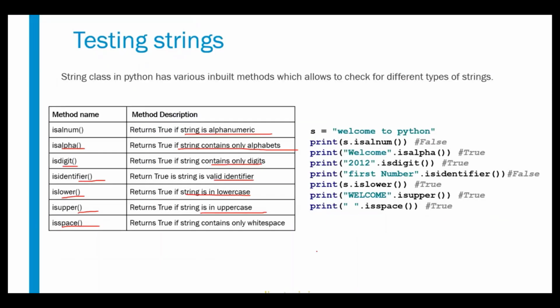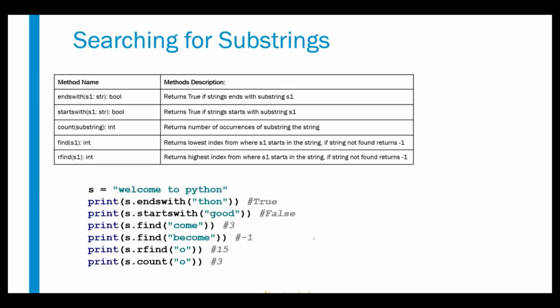So that was testing strings, and then we have a few more functions like searching for a substring. Here we can use endswith, startswith, and we have different functions: count, find, rfind. Every function has its own purpose. Now let us see this example. s is equal to "welcome to Python". This is the actual string. Now what's the first function? endswith. So endswith "thon". This string exactly ends with "thon", right?